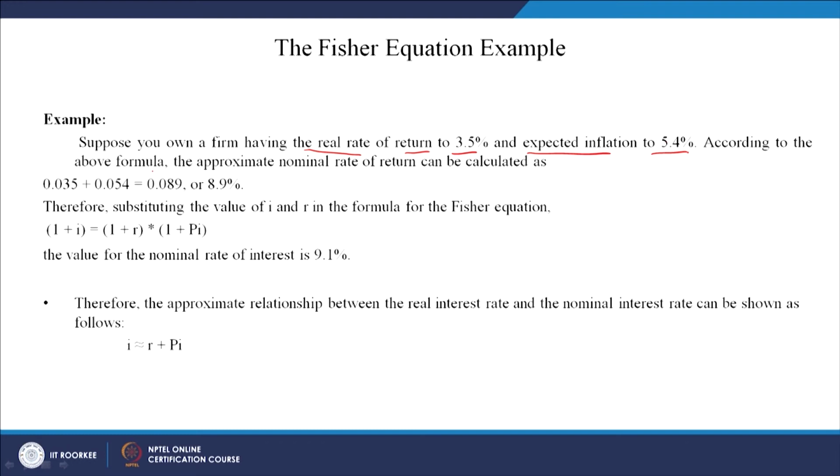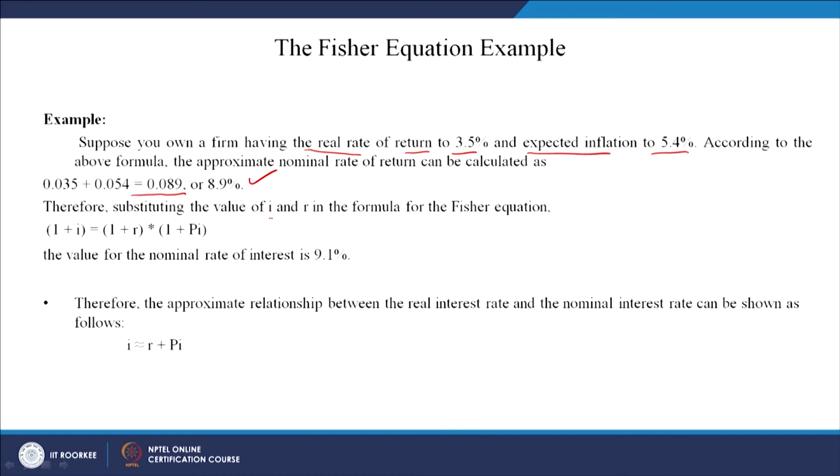According to the above formula, the approximate nominal rate of return can be calculated as how much? 0.035 plus 0.054, normally, should be 0.089. So, the real rate of return plus the inflation is equal to 8.9%.